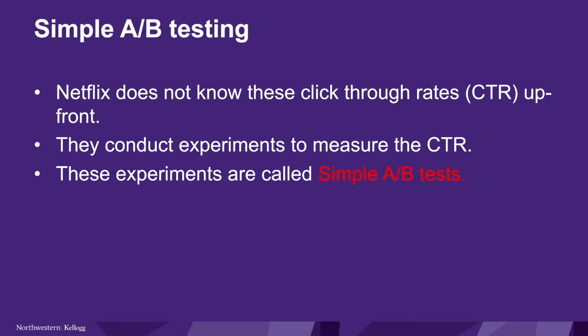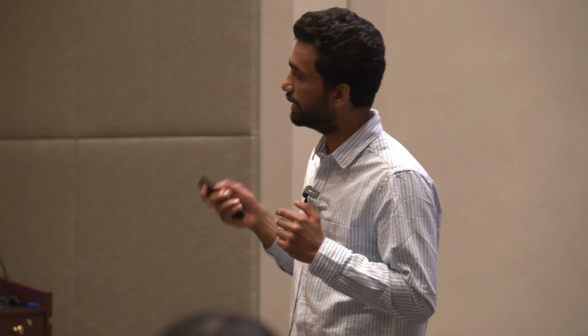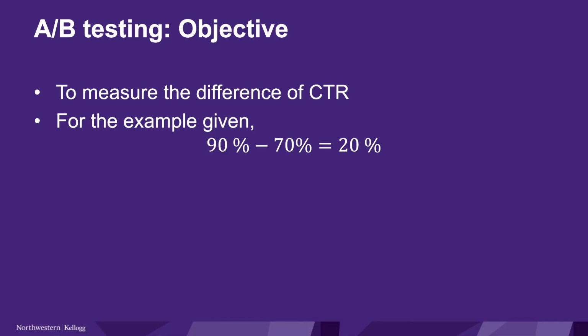But unfortunately, these click-through rates are not known upfront to Netflix. And to measure them, they would conduct experiments. And these experiments are called A/B testing. So put simply, the objective of an A/B test is to measure the difference between these click-through rates. In the example I provided, it would be 90 minus 70, which is simply 20%. So Netflix would like to know this number, so then they can decide whether design B would generate more revenue, and they can do the cost-benefit analysis on the basis of that.